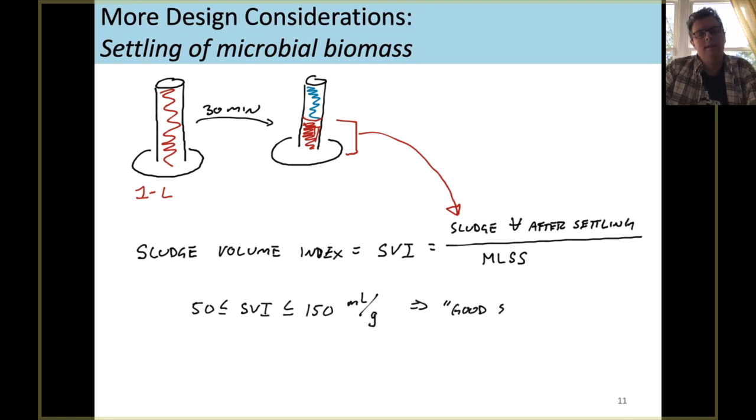The idea here is we want to know what is the volume of sludge after we let settling happen for 30 minutes, normalized to the mixed liquor suspended solids concentration. So this will come out in units of milliliters of sludge per gram of suspended solids that you put into the cylinder. And in general, a sludge volume index in the range of 50 to 150 would be an indication that you're producing sludge that has good settling characteristics.